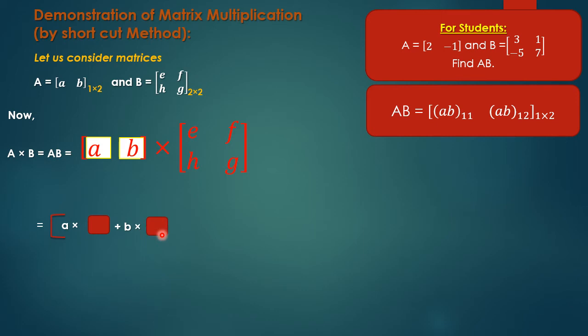So this means for AB11, now AB12. For AB12, leave some gap here. You can see the gap. Now A into, and the same thing will be repeated: B is gap and plus B into gap. Now in the gaps we are going to fill these elements, isn't it? E, F, G, H.